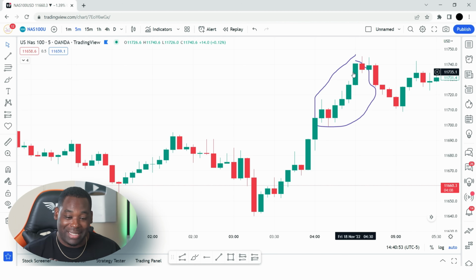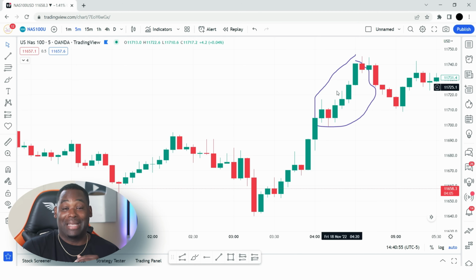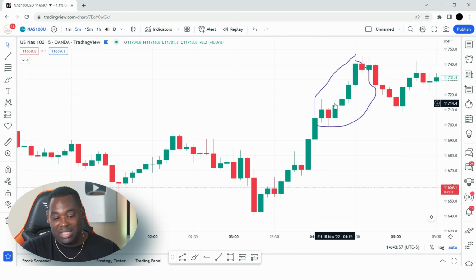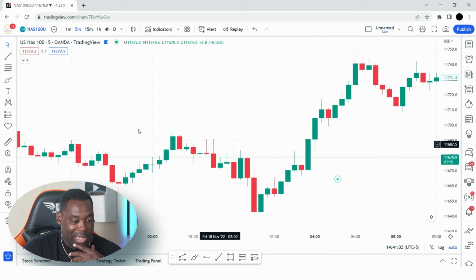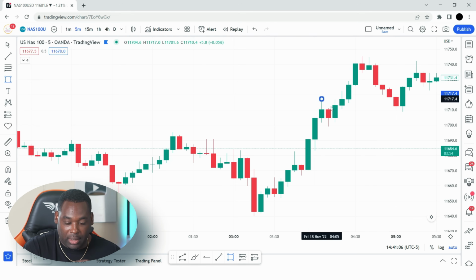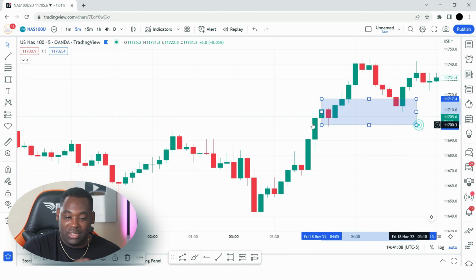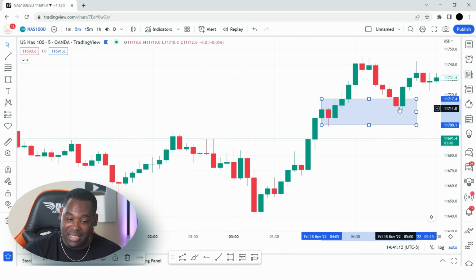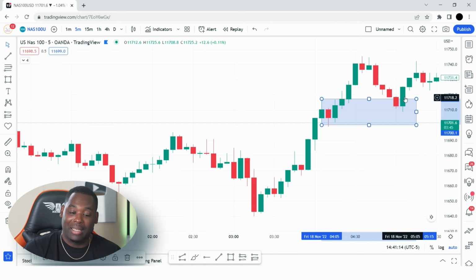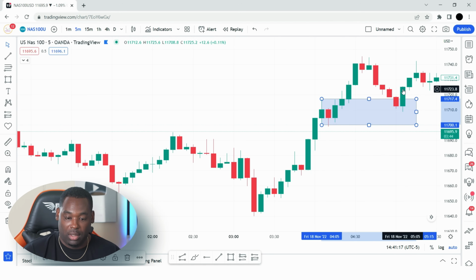Now, when the market comes back to that buying, that's called demand. So we have a nice demand area right here. Let me erase this and show you guys the nice demand area right here, guys. Now, as soon as the market touched that demand area, what do we have?